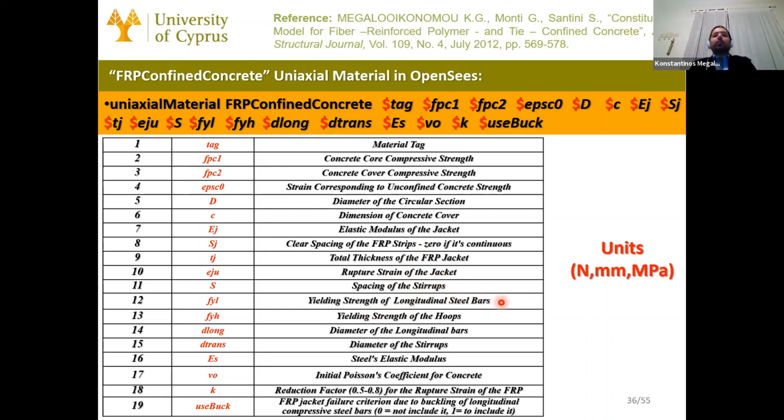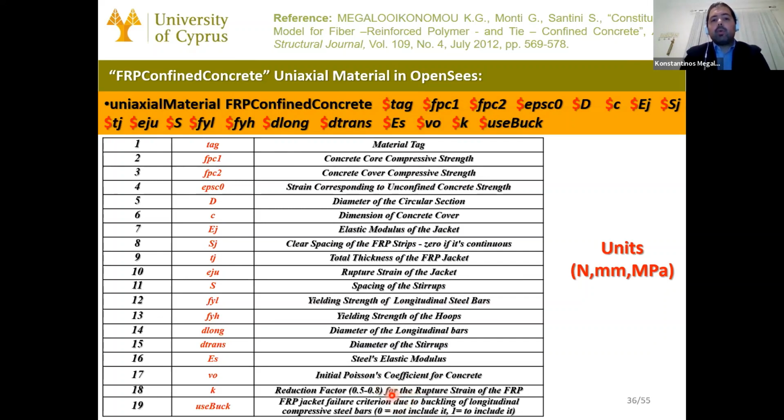This information is actually necessary because there is a failure criterion incorporated in this FRPConfinedConcrete that takes into account the interaction of buckled compressive steel longitudinal bars that interact with the FRP jacket, and they cause a premature failure of the FRP jacket. So this effect is modeled in FRPConfinedConcrete.